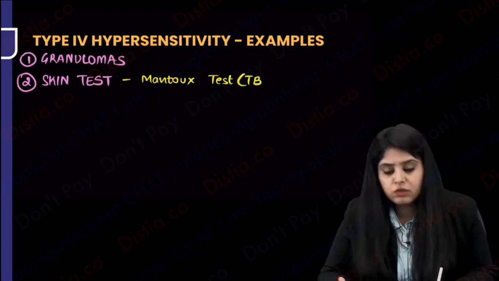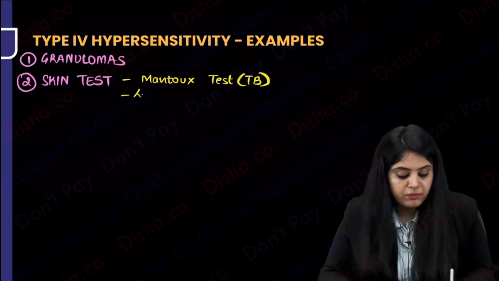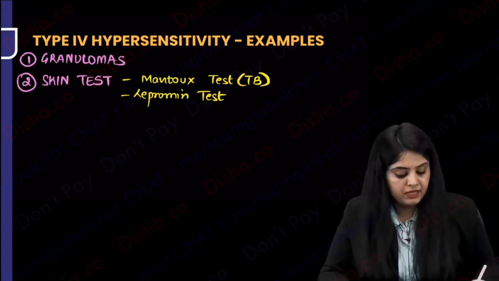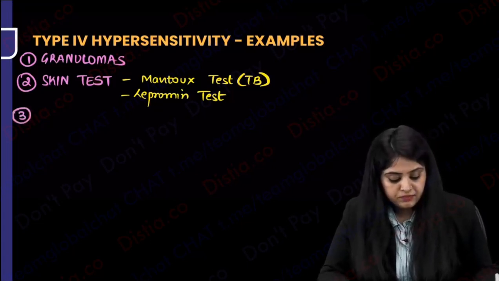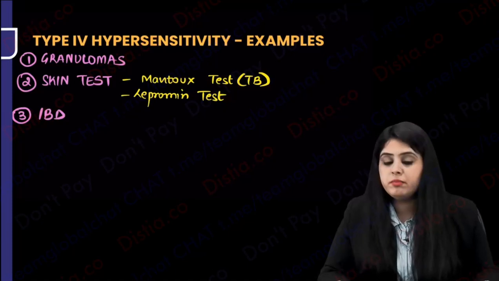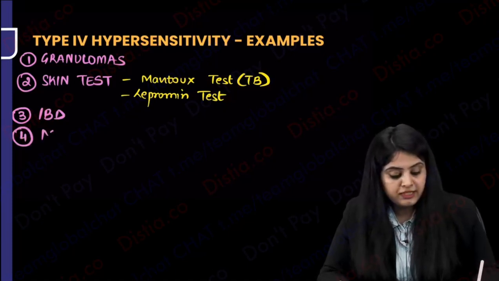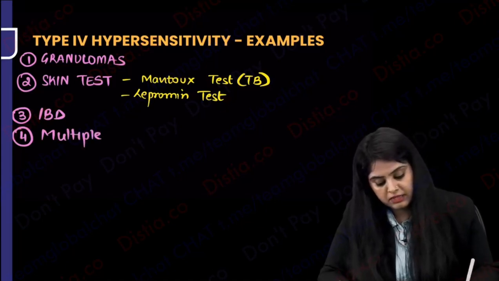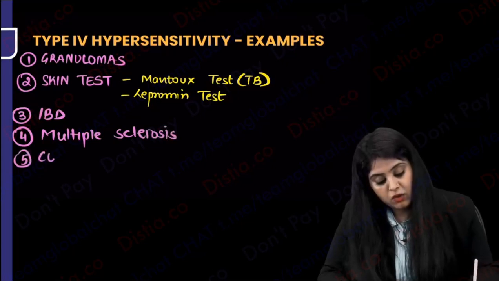Leprosy can also have granulomas. So what is the skin test of leprosy? It is the Lepromin test. So every skin test is also going to come over here. Coming to the third one, very, very important: this is also seen in conditions called inflammatory bowel disease. This can also be seen in multiple sclerosis. And finally, this can be seen in contact dermatitis.